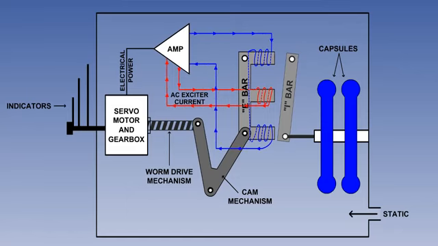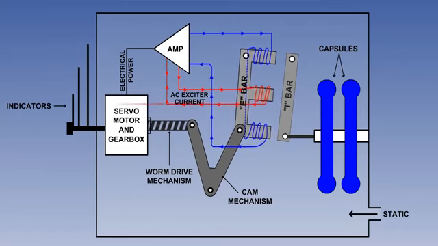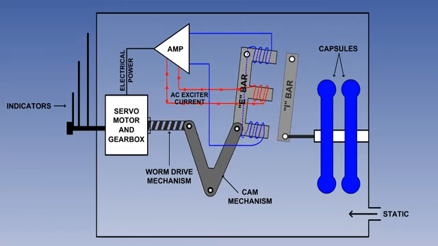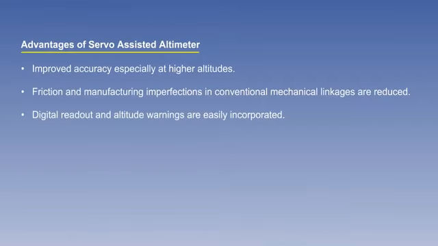A worm drive and cam mechanism realigns the I-bar with the E-bar. Once realigned, equilibrium is restored, and the altimeter indicates the correct altitude. In practice, the E-bar movement and the realignment can be considered to be a single continuous process. To recap then, we can say that the advantage of the servo-assisted altimeter are that it gives improved accuracy, particularly at higher altitudes.